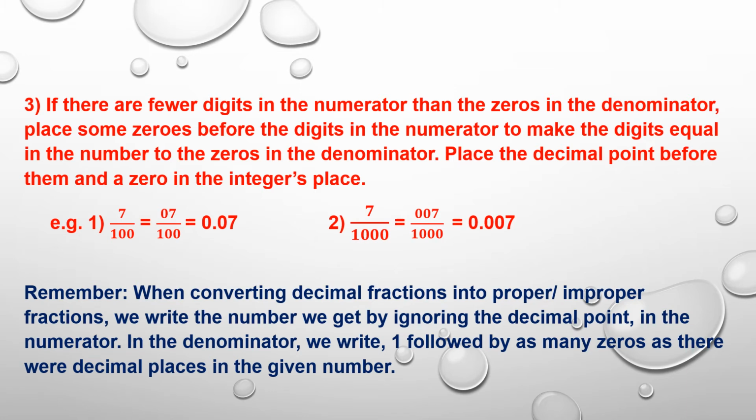Remember, when converting decimal fractions into proper or improper fractions, we write the number we get by ignoring the decimal point in the numerator. In the denominator, we write 1 followed by as many zeros as there were decimal places in the given number.